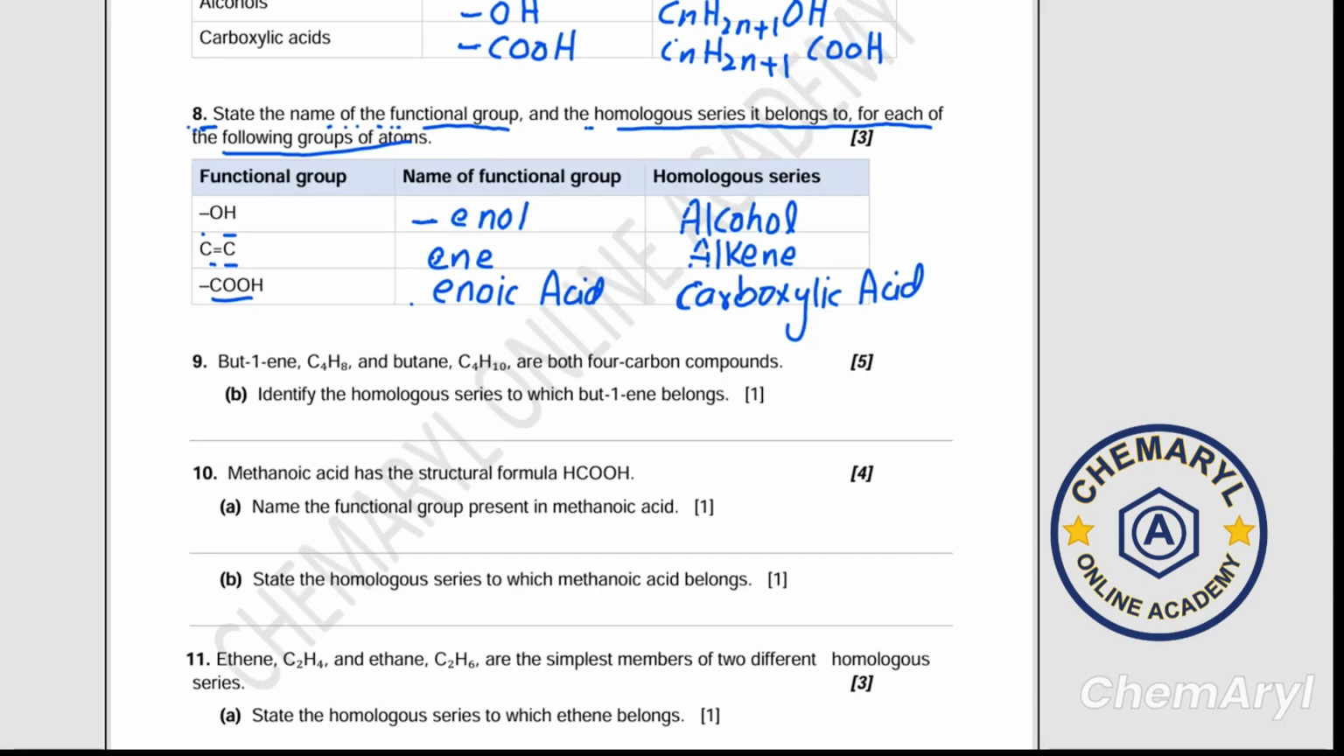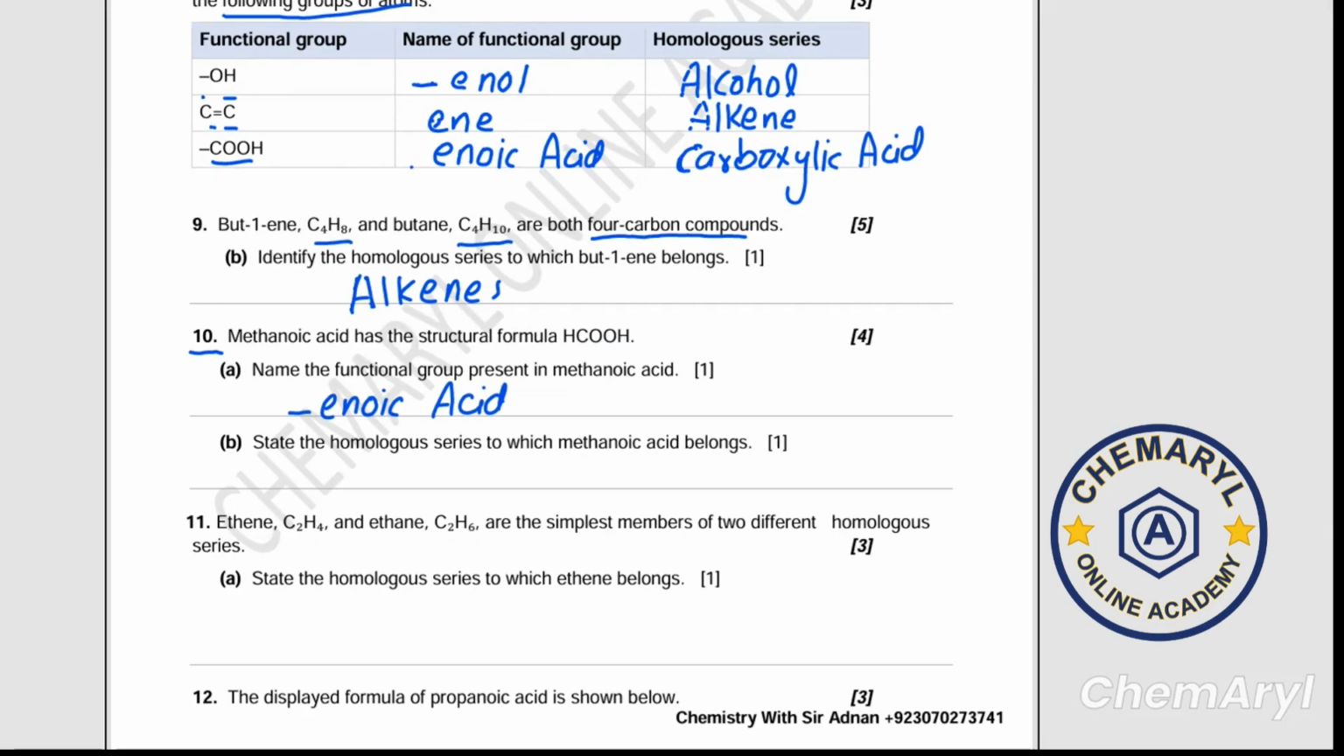Next question is 9. But-1-ene C4H8 and butane C4H10 are both 4-carbon-containing compounds. Identify the homologous series to which but-1-ene belongs. Alkene. Next, question 10. Methanoic acid has the structural formula HCOOH. Name the functional group present in methanoic acid. Carboxyl group. Option B is state the homologous series to which methanoic acid belongs. Carboxylic acid.